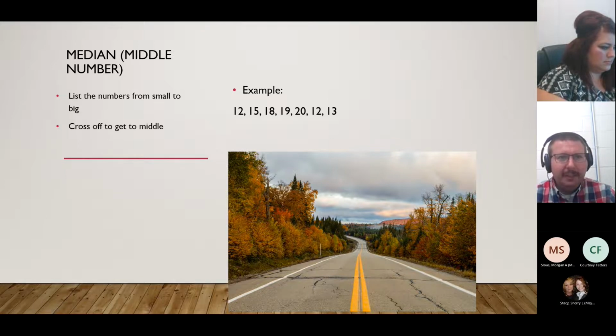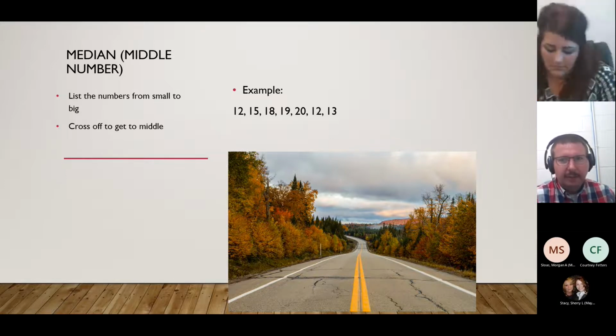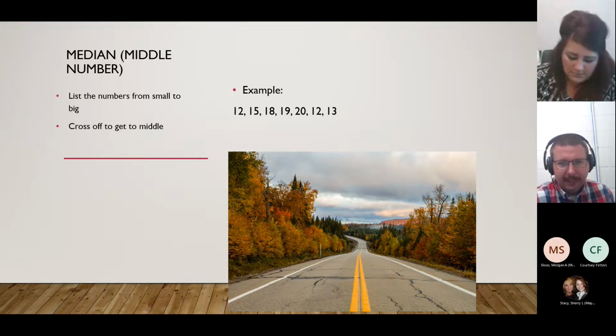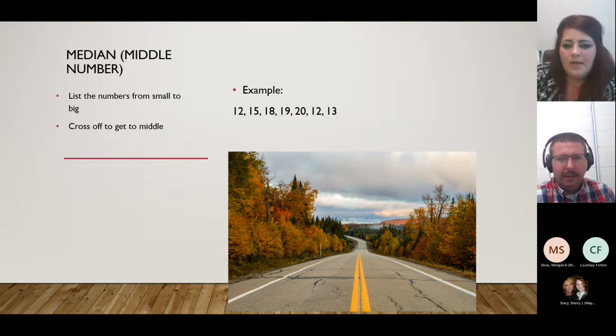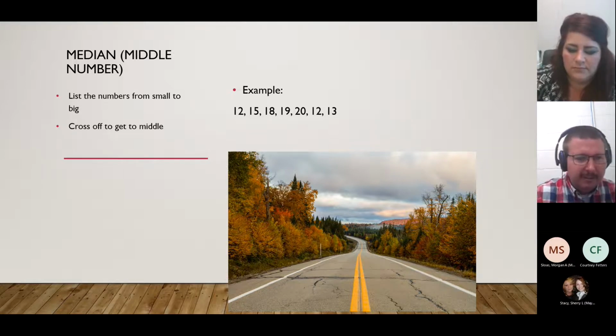First of all, we have to list all the numbers from small to big. List them from small to big. And then we cross off to get to the middle. Think, what in the world, John? What do you mean by that, John? Well, here's how we do it. So if I can get my little pen up here.